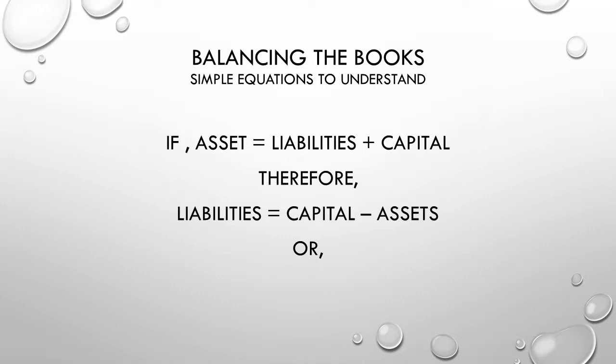Simple, right? The same thing if we move capital to the left hand side, so you move liabilities back to the right hand side. So capital is 1,000 equals asset 1,000 minus liabilities 0. Easy.